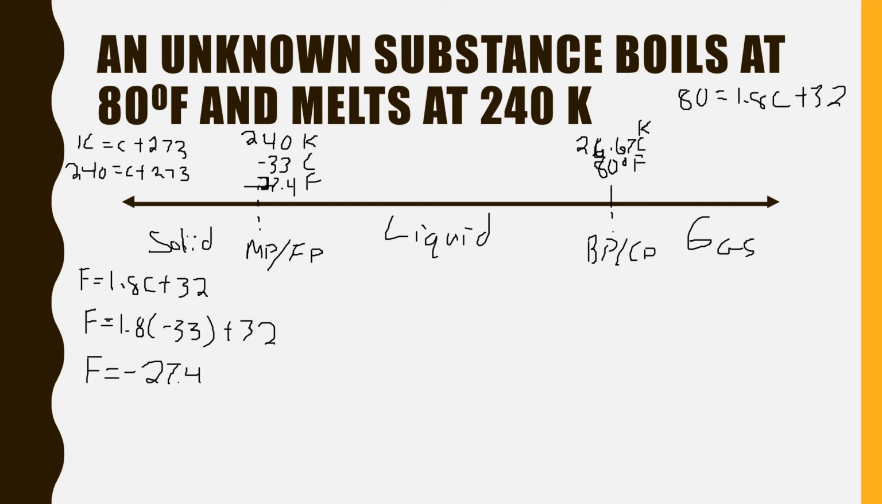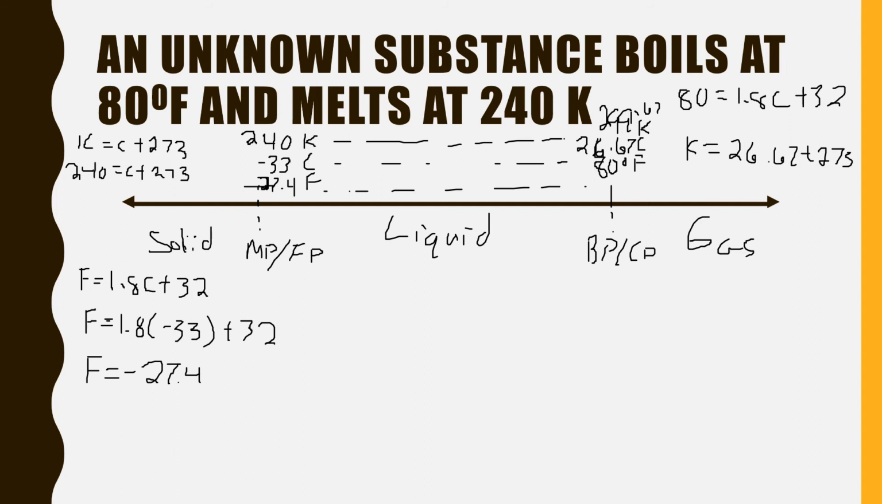And then when I plug that into the equation for K equals 26.67 plus 273, I get essentially 299.67. Okay. So we have our lines. We have our temperatures. So let's just ask a question. Here's a question.